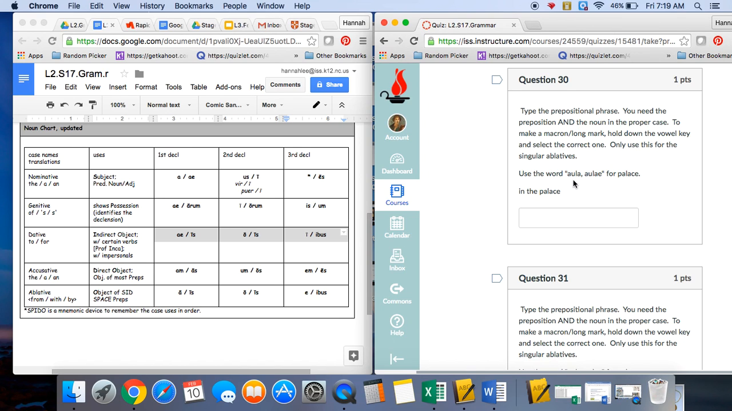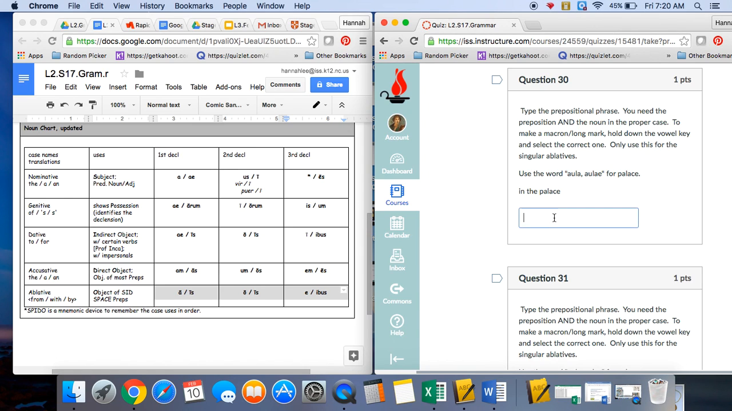So let's have the word aula, A-U-L-A, in the palace. In the palace, we'll take the ablative. So over here I'm going to mark my ablatives. It's an A-E word. That means it's first declension. It's just one palace because it's singular here. So that means you'll have IN for your preposition that goes here in the box, IN, one space, and then AUL, and here's your ending, A. And just when you push down on the A, hold it, and then you'll get a long bar coming across. Make sure you get the one that has the long mark.